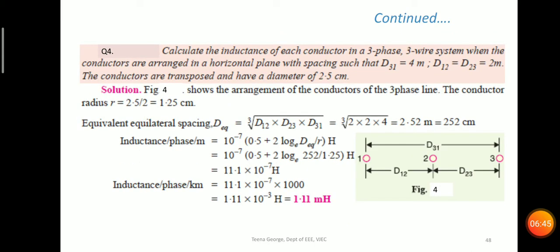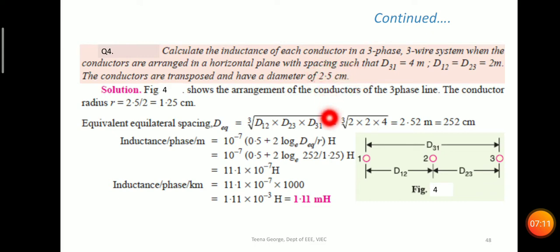Now we have another question. Calculate the inductance of each conductor in a three-phase three-wire system when the conductors are arranged in a horizontal plane with spacing such that D31 equal to 4 meter, D12 equal to D23 equal to 2 meter. Conductors are transposed and have a diameter of 2.5 meter.